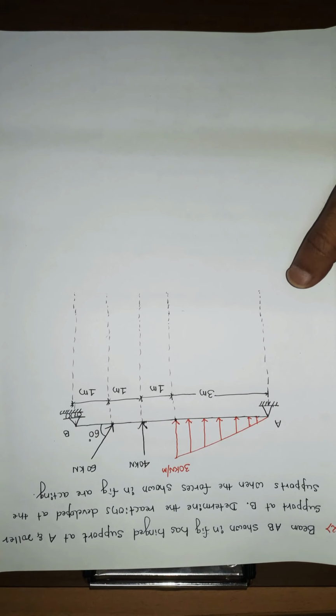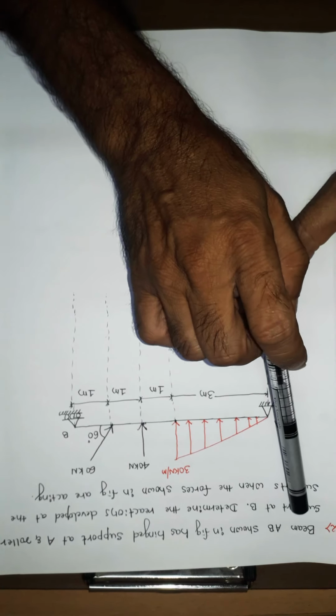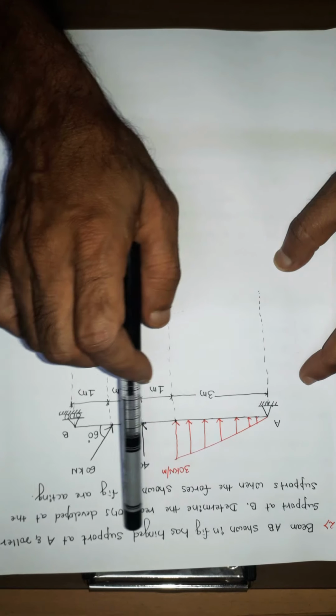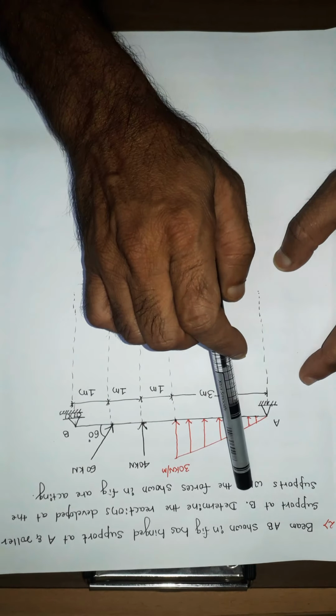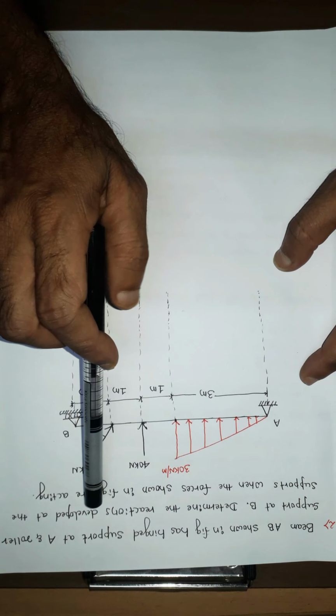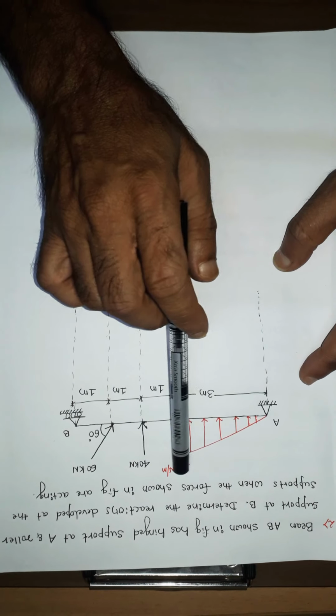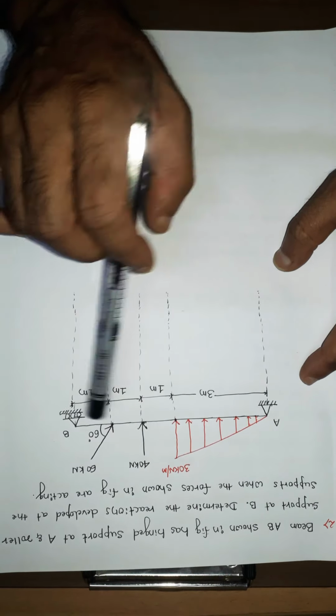So last session we solved a problem. Let us take one more problem. The problem is like this: a beam AB shown in figure has hinged support at A and roller support at B. Determine the reactions developed at the supports when the forces are shown in figure. So this is the given diagram.